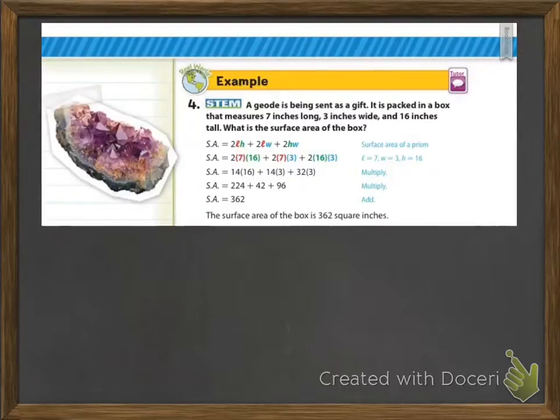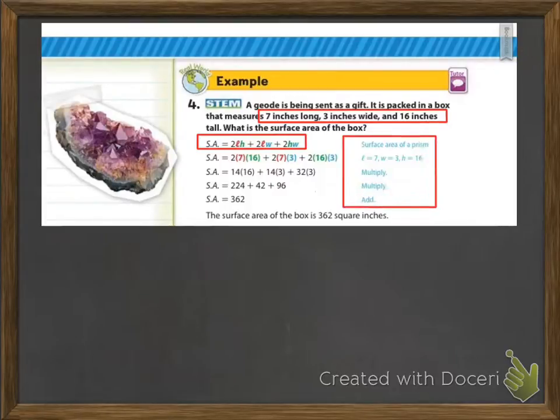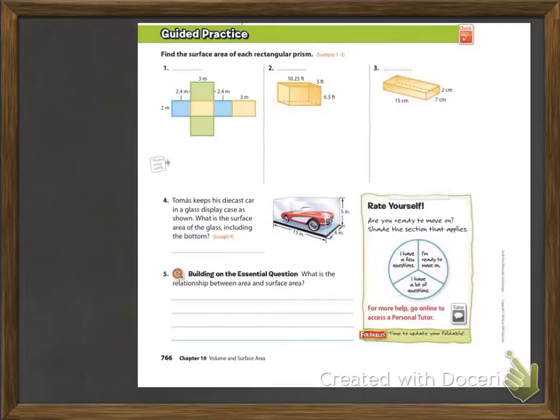Okay, perfect. So look what we have here. So they gave us our formula right here. And in the word problem, they went ahead and gave you what the length is, which is how long it is, what the width is, which is how wide it is, and what the height is, which is how tall it is. And they even gave you step-by-step information right over here. So they plugged everything in, giving you a final answer of 362 square inches for all these examples here. Okay, so let's move on.